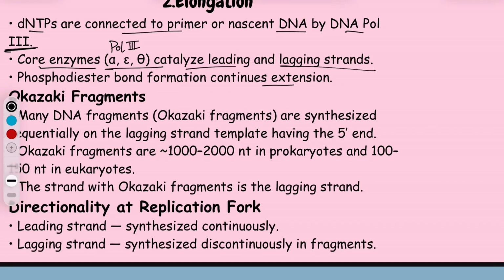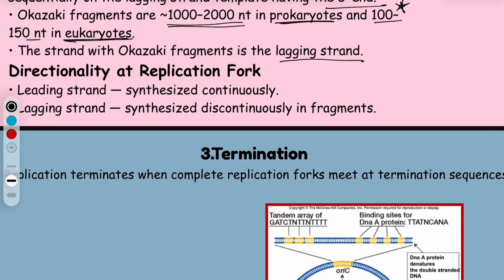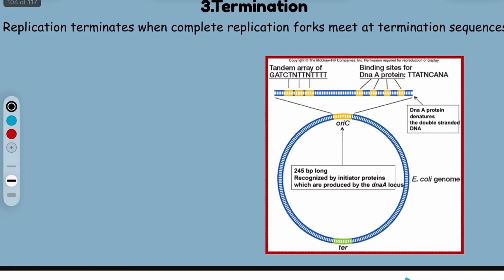Core enzymes of Pol III include alpha, epsilon, and theta. They catalyze both leading and lagging strands. Okazaki fragments are made in the 5' to 3' direction, and 1000 to 2000 nucleotides are there in prokaryotes. It is the lagging strand, and directionality is 5' to 3'. We know of the leading strand.